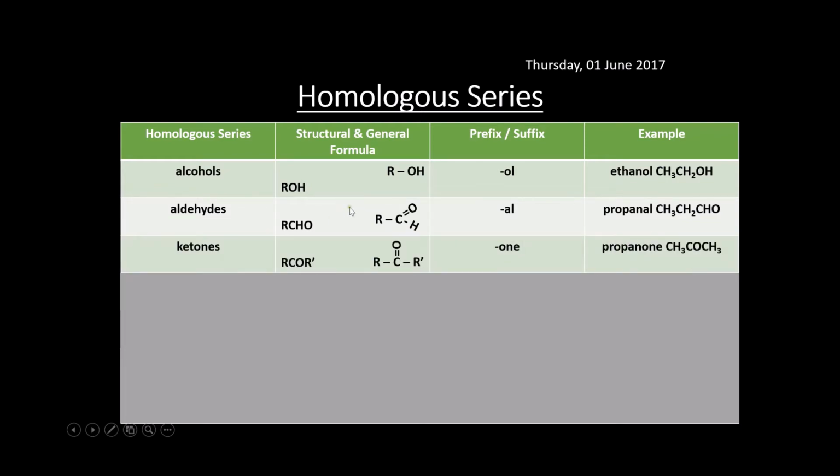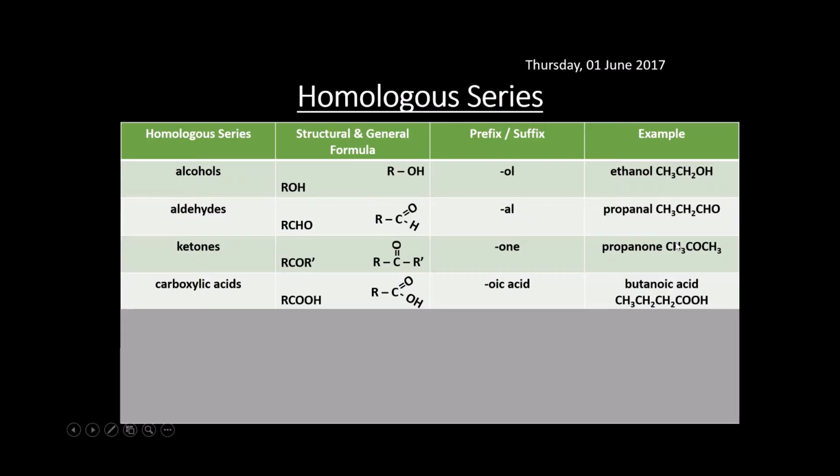Ketones. Ketones are very similar to aldehydes, except their carbonyl group is in a middle carbon, as you can see. It has this structure here. The little mark just tells you it's a different alkyl group to the one over here. They end in -one. For example, propanone is an example there.